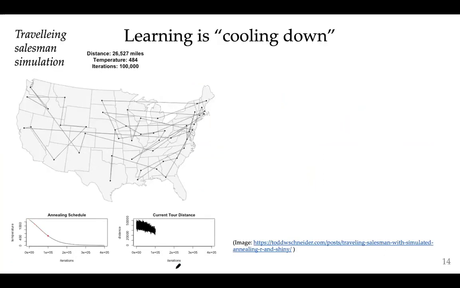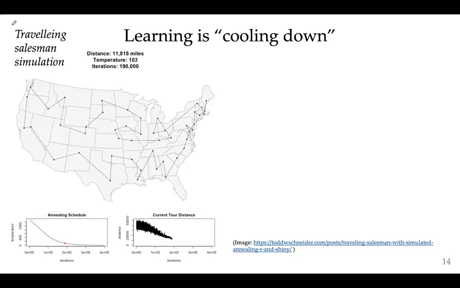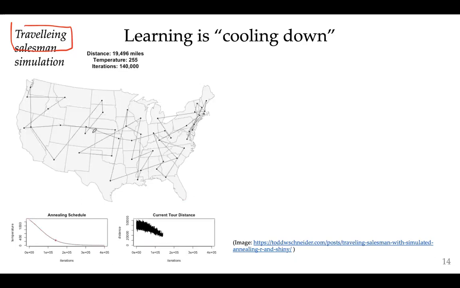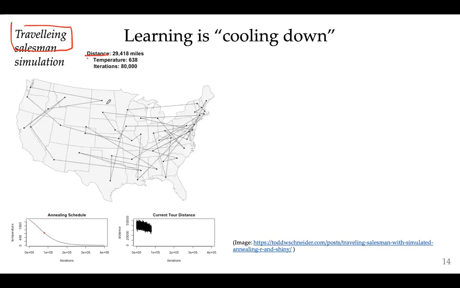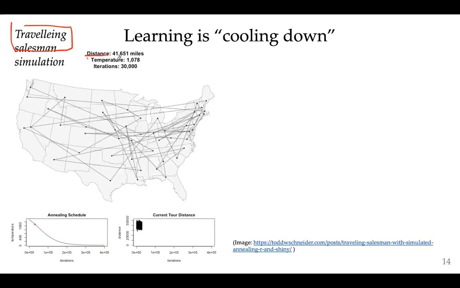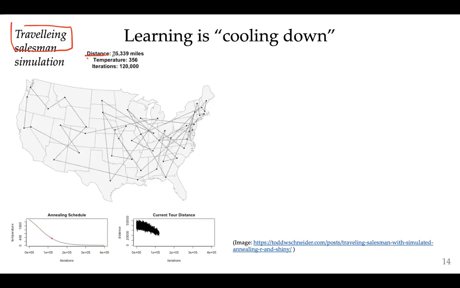Okay, let's move to the famous problem, the traveling salesman problem. So here's a simulation. The problem is there is a salesman that has to go to several cities in the country, and the question is, what is the minimum total distance that he can travel while at the same time visiting all the cities. So the loss function, or the objective function here, is the total distance.